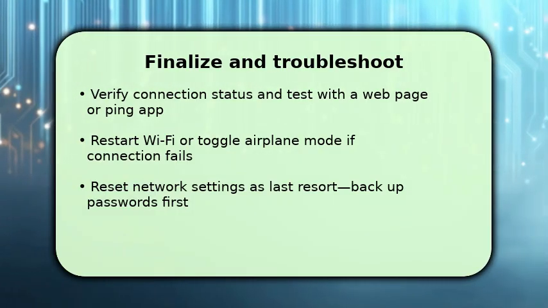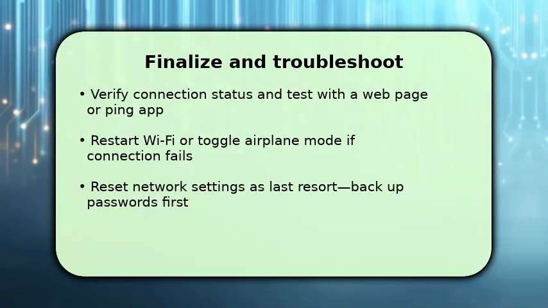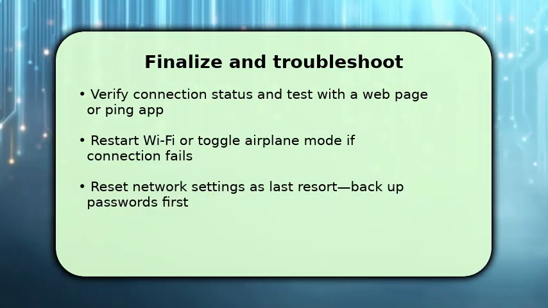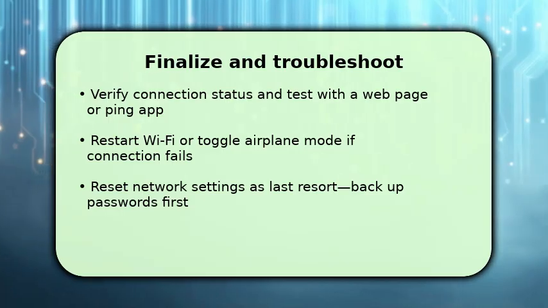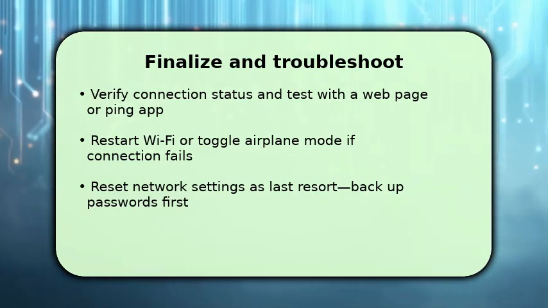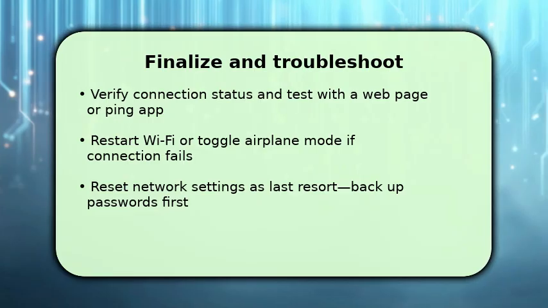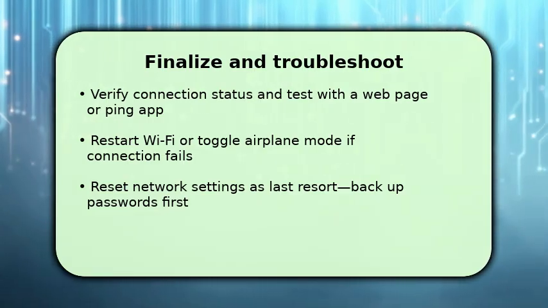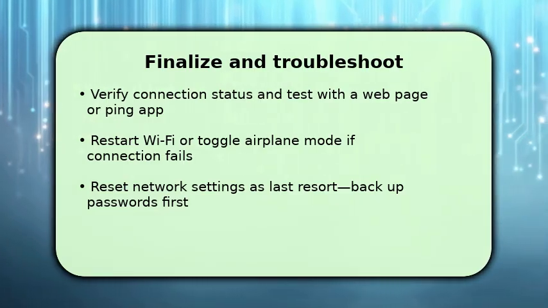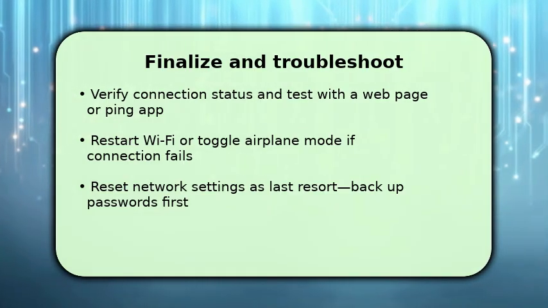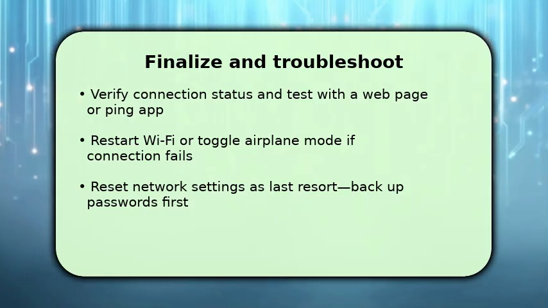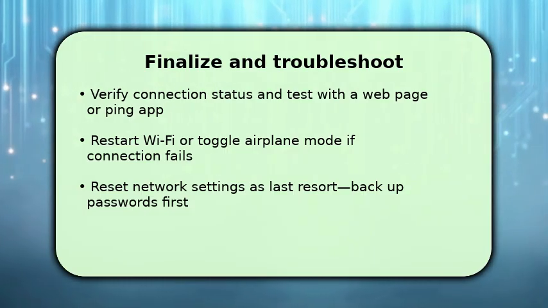If the device still won't reach the internet, toggle Wi-Fi off and on or briefly enable airplane mode, then disable it to force reconnection. If that fails, restart the phone and reattempt connection. As a final step, reset network settings from system options. Note this erases saved Wi-Fi passwords and Bluetooth pairings, so back up credentials before you proceed.